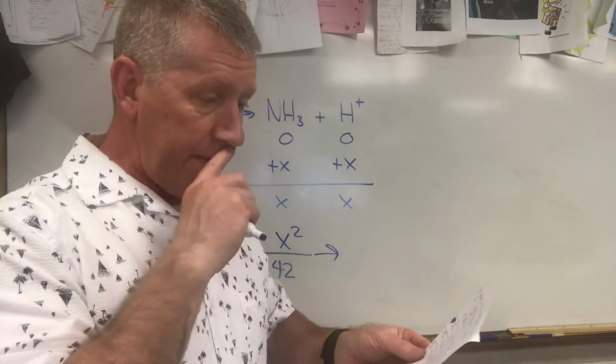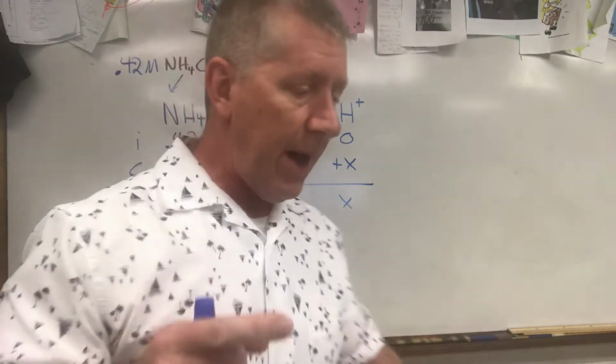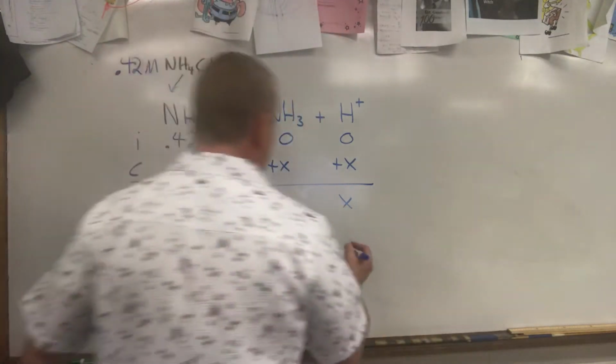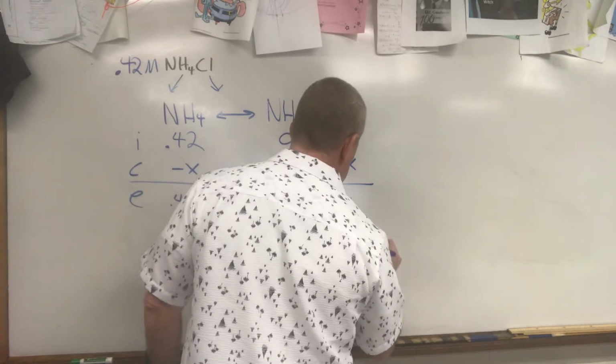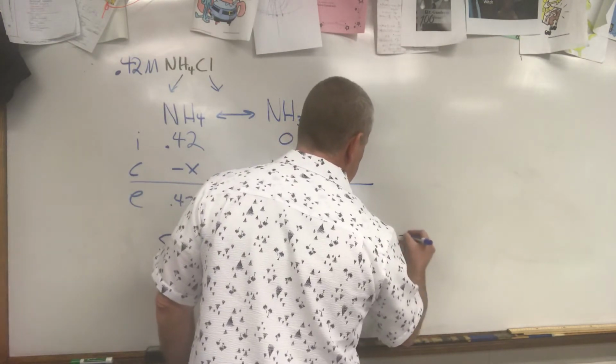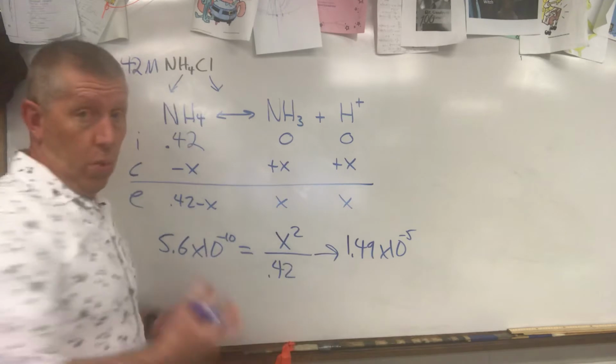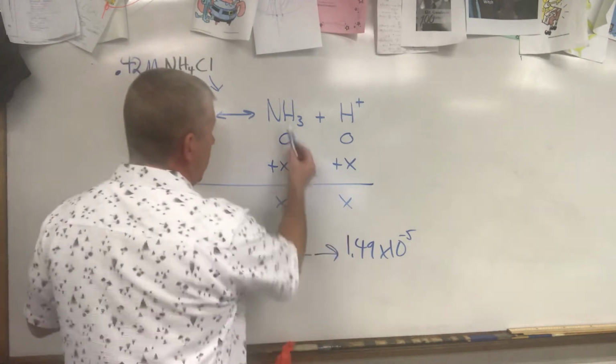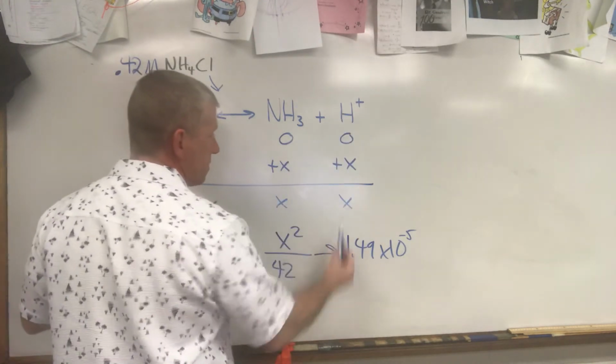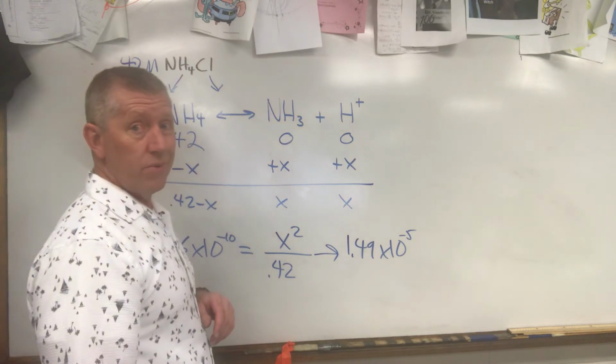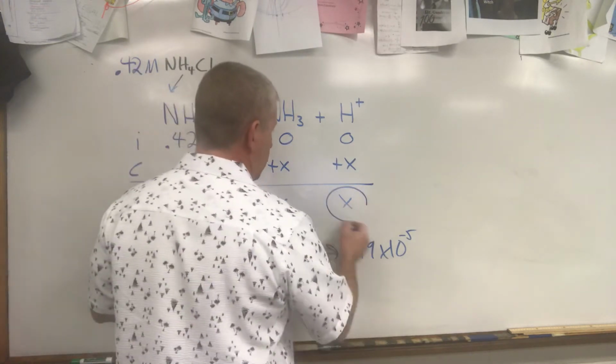Let's see, what do we get? That X comes out to be 1.49 times 10 to the negative 5th. Okay, that's X. Well, what is X? X is ammonia and the H.